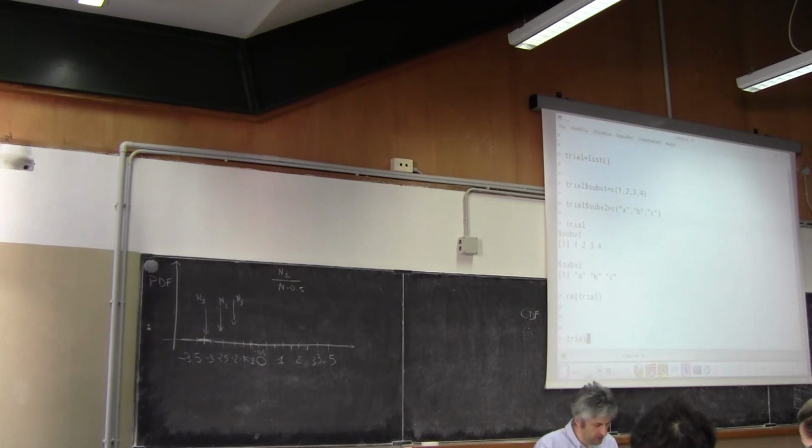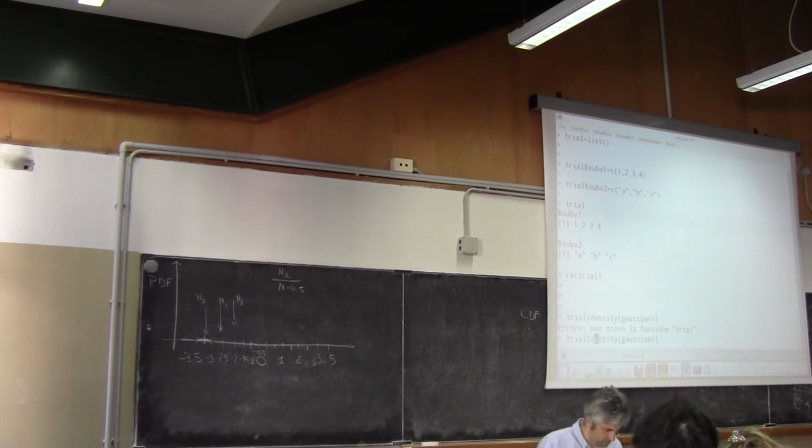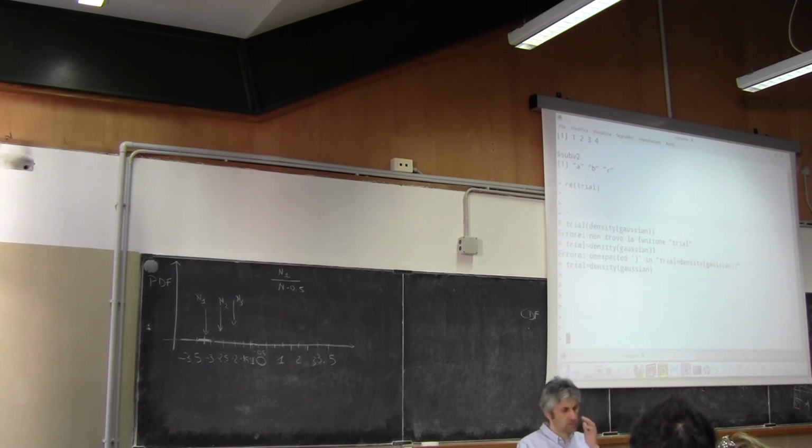If I go back to my trial density Gaussian, I just want to take the opportunity, I computed the density. So, as you know, I obtain the list, and I can plot it: plot trial. Because in trial you have an x and y, if you plot the list, the plot function automatically recognizes the x and y and plots it.